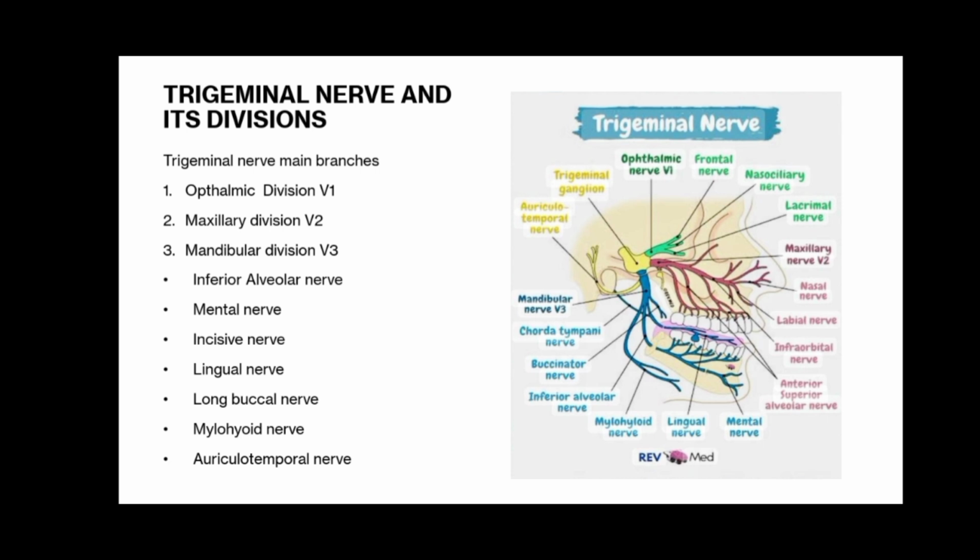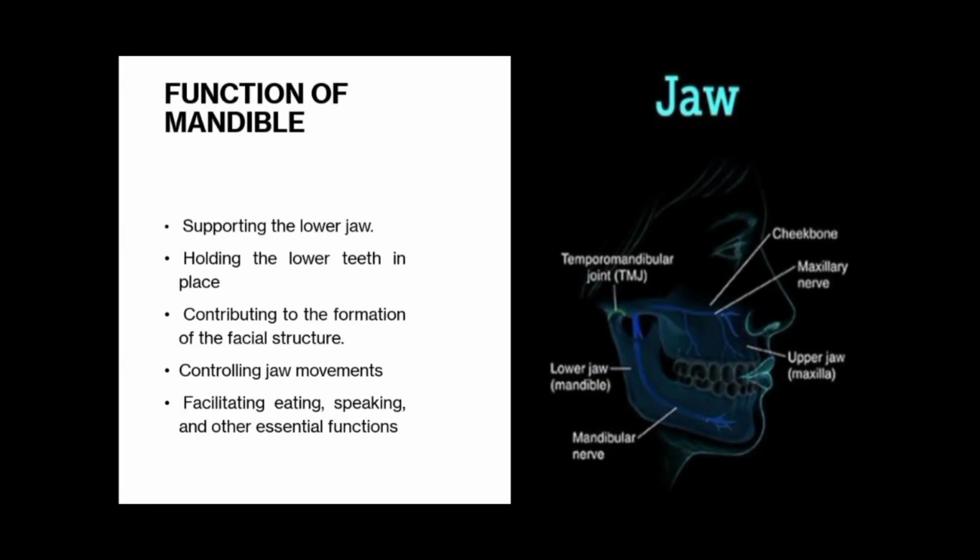Auriculotemporal nerve provides sensation to the temporomandibular joint and surrounding area. Temporomandibular joint is the joint that connects lower jaw to the temporal bone. Now we learn about functions of mandible. The functions of mandible are supporting the lower jaw, holding the lower teeth in place, contributing to the formation of facial structures, controlling the jaw movement, facilitating eating, speaking, and other essential functions.